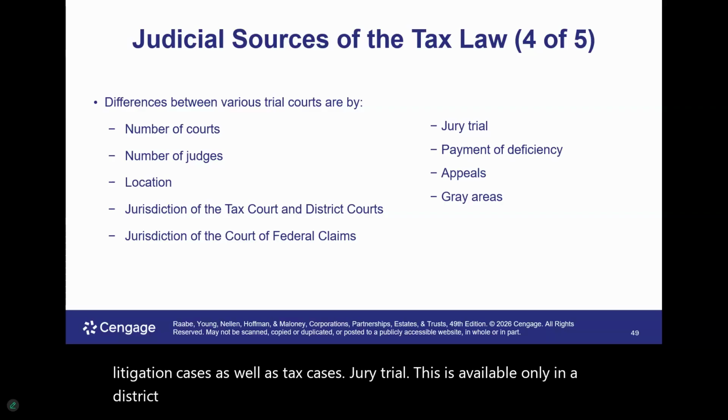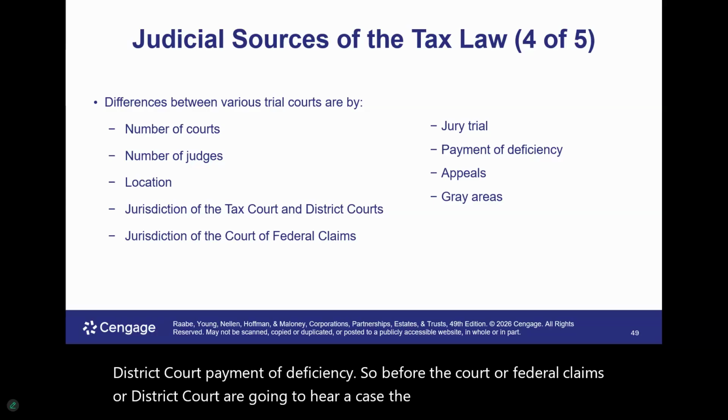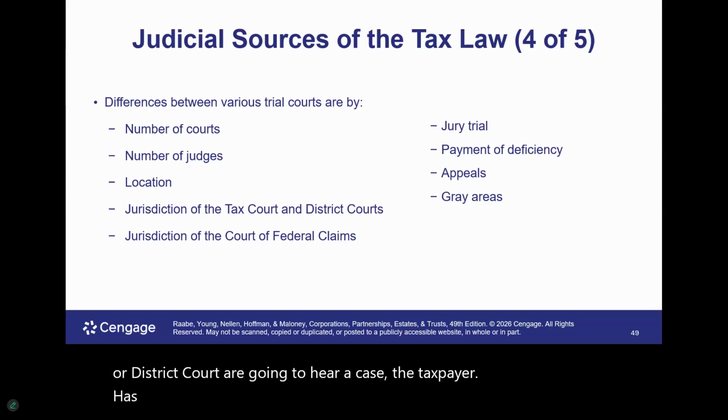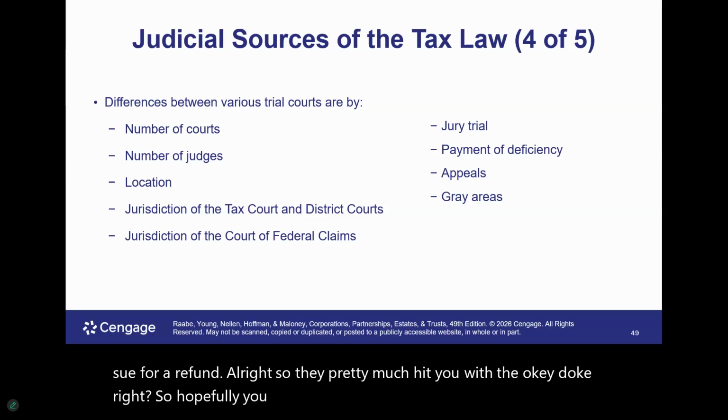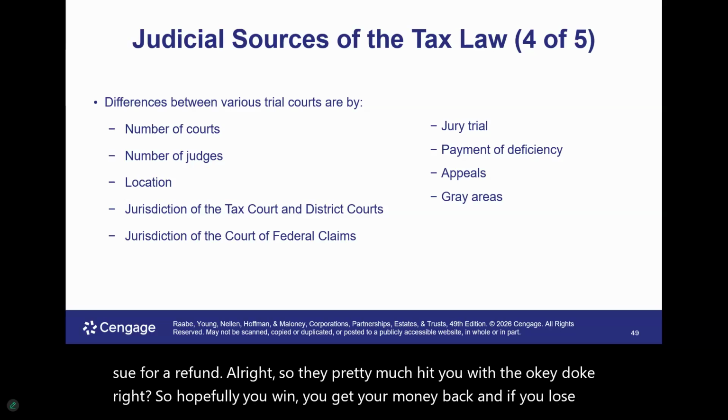Payment of deficiency. So before the Court of Federal Claims or district court are going to hear a case, the taxpayer has to pay any taxes that were assessed by the IRS, and then they have to sue for a refund. All right, so they pretty much hit you with the okie doke, right? So hopefully you win, you get your money back. And if you lose, Uncle Sam already got his money, right?